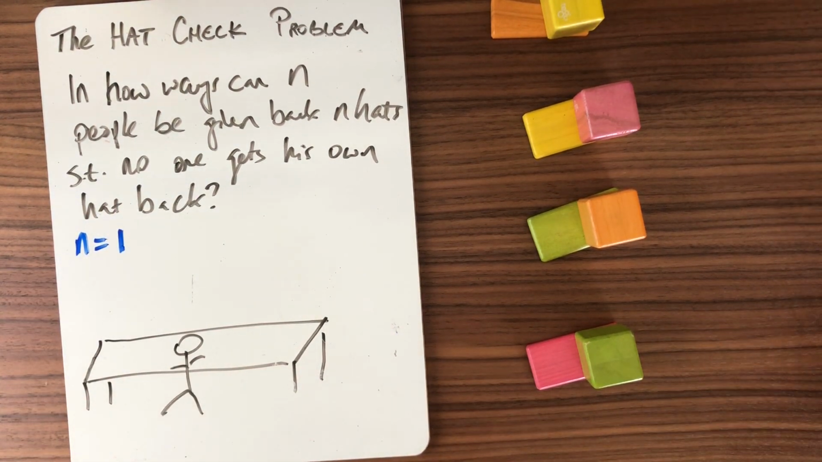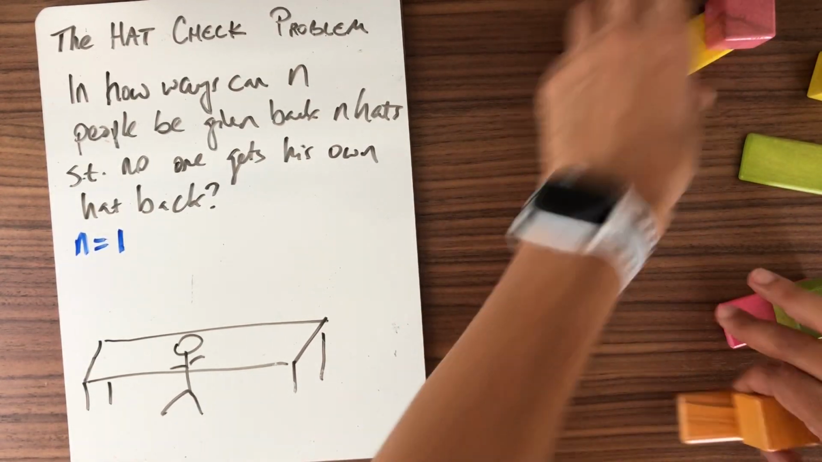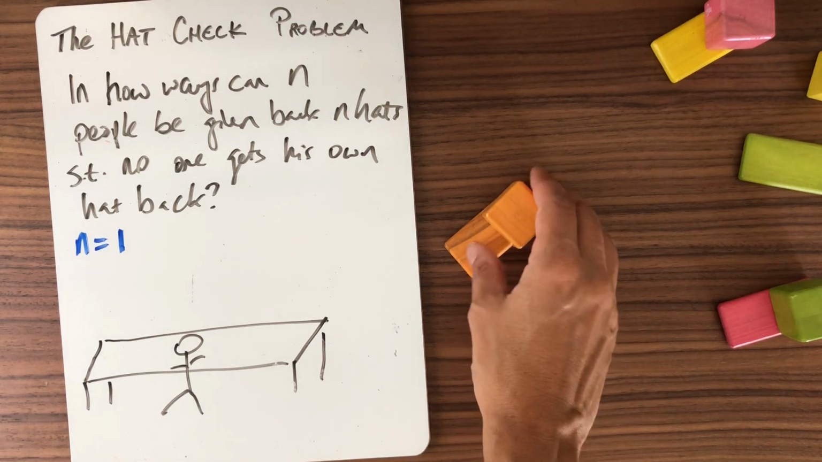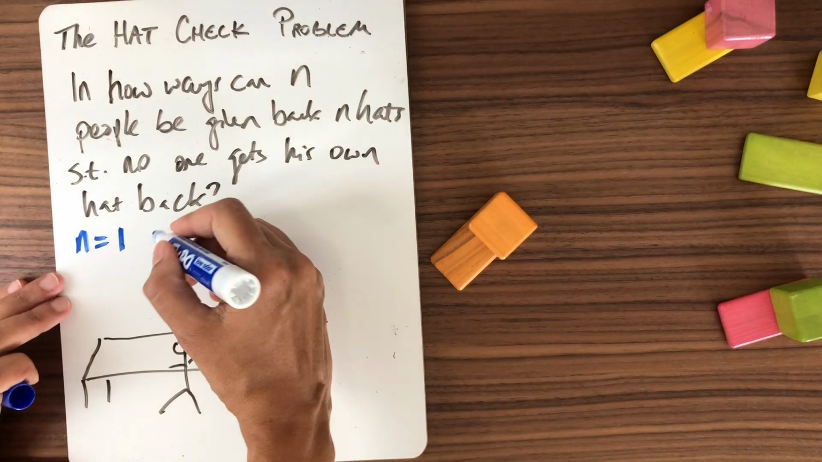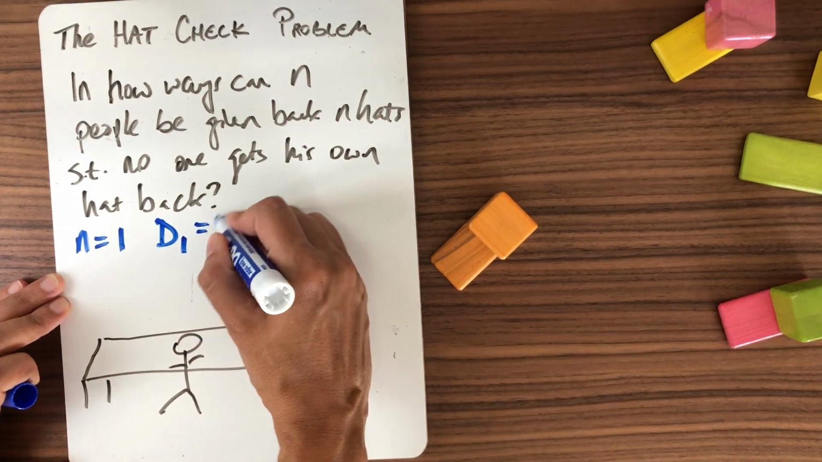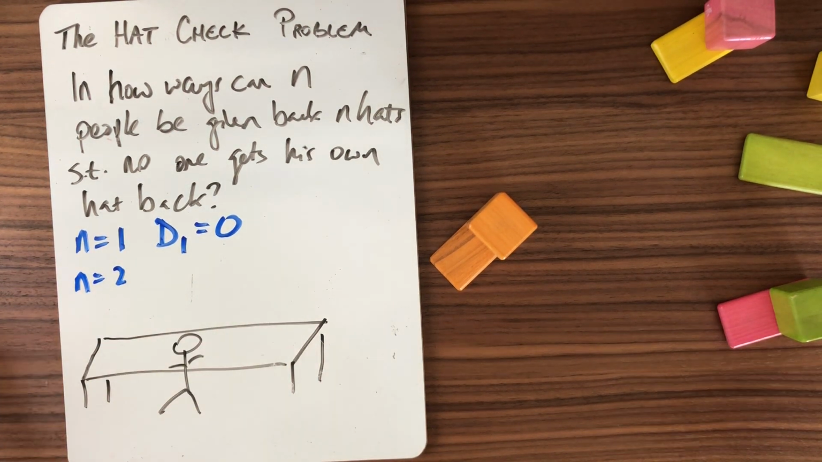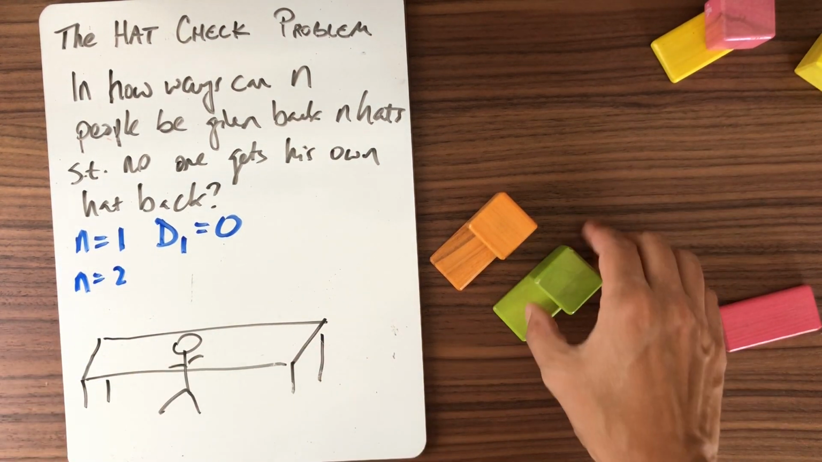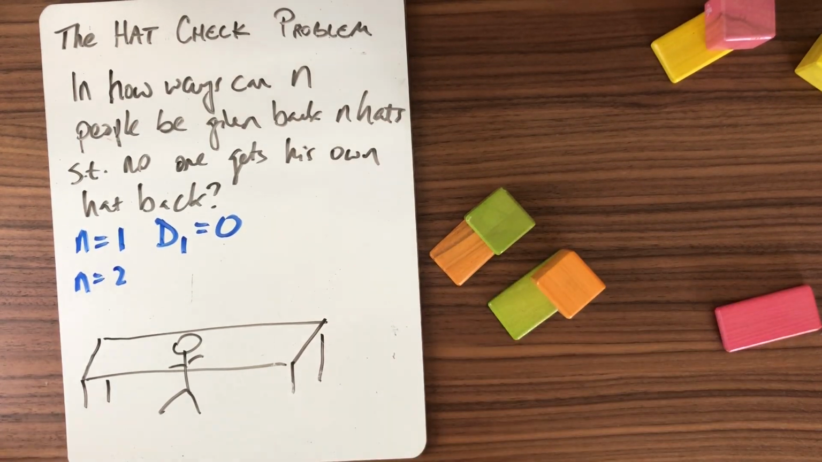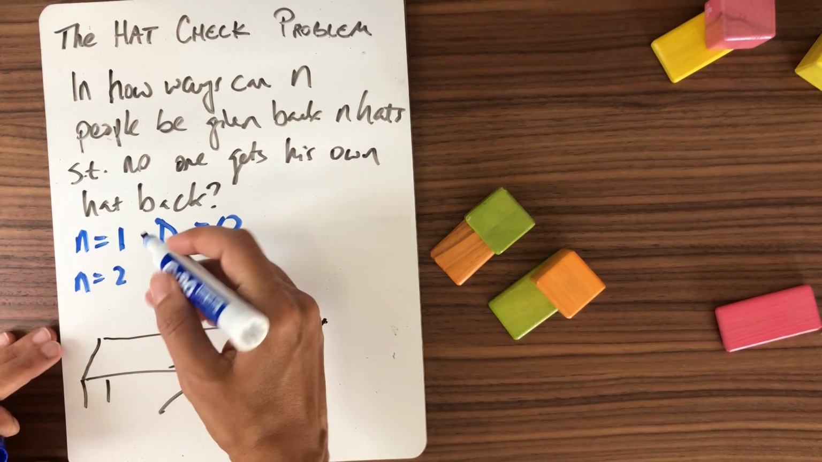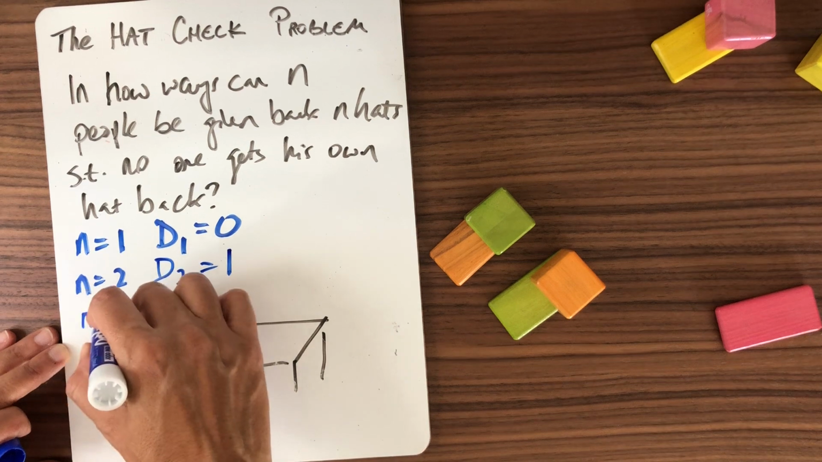Well, in this case, we've only got, let's say, the orange guy, and he has his hat. There's only one hat, and there's only one person, so there's really no way to screw this up. So we're going to say in this case that d sub 1 equals 0. And what happens when n equals 2? Let's see if we get some action here. So now the green guy and the orange guy both come, and how can we screw up their hats? Well, that's the only way we could do it. So d of 2 is equal to 1. There's one way to screw up 2 people's hats.